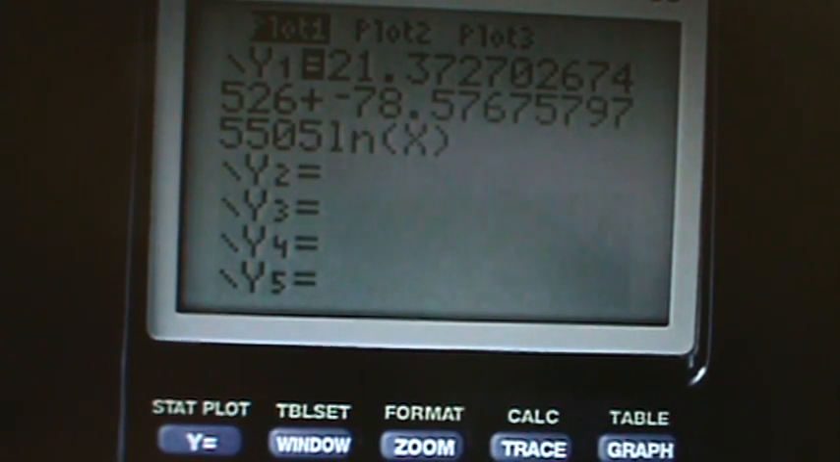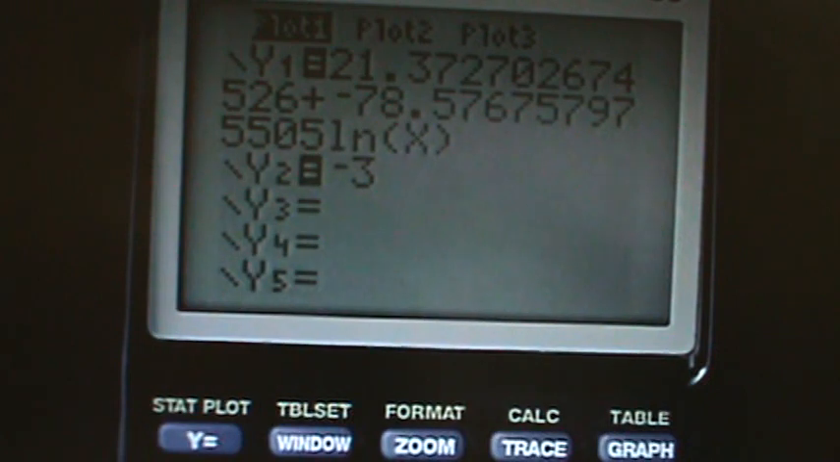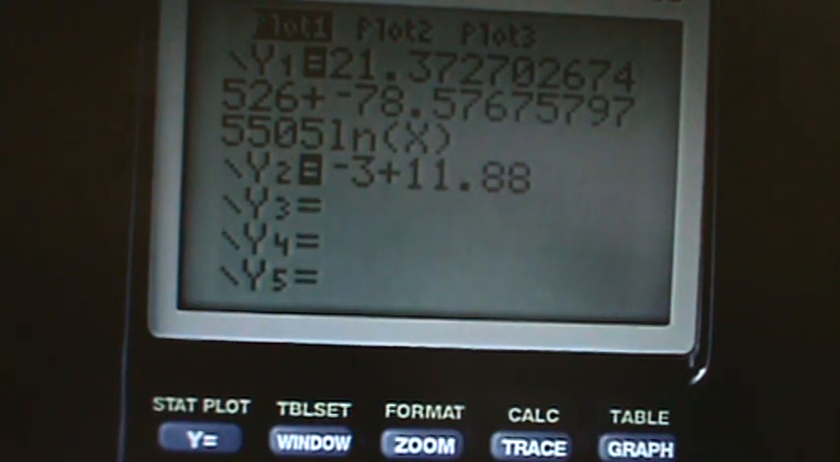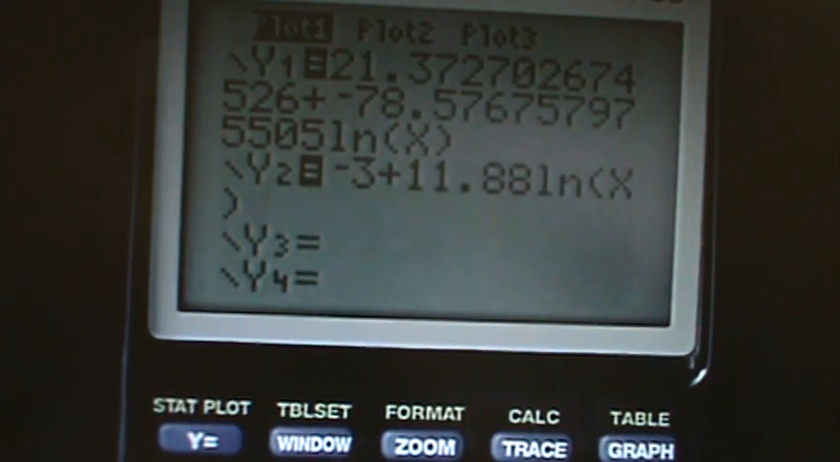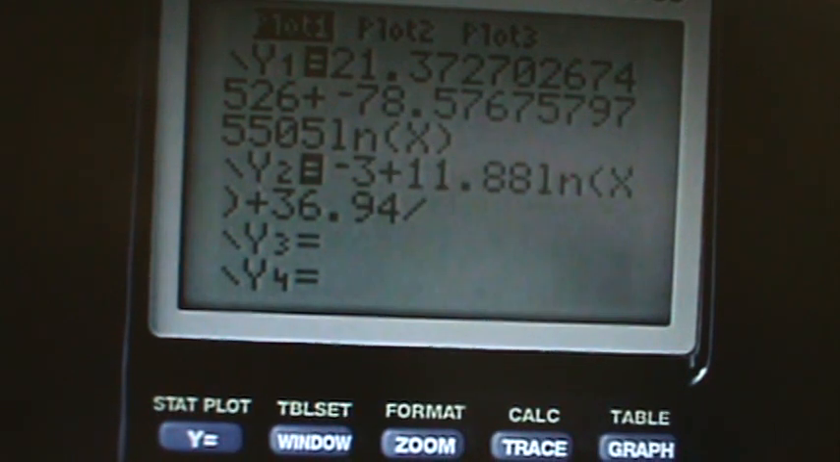I'll cursor down and just enter it for you, but it is this. It is negative 3. Now, this doesn't come from a regression model. This actually comes from an engineer that has worked on this kind of problem. So it's negative 3 plus 11.88 ln x, close parenthesis, plus a fraction, and the fraction is 36.94 divided by x.